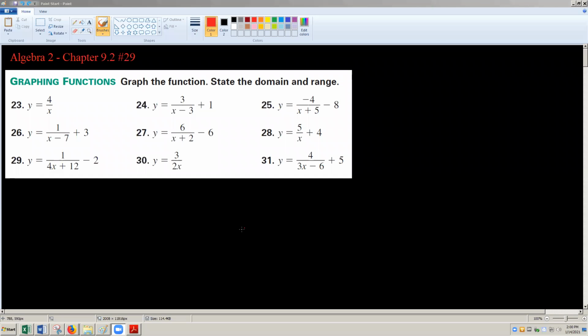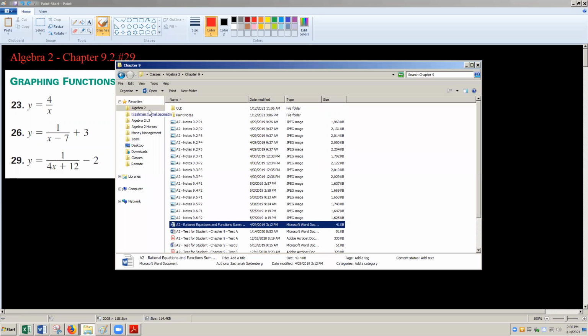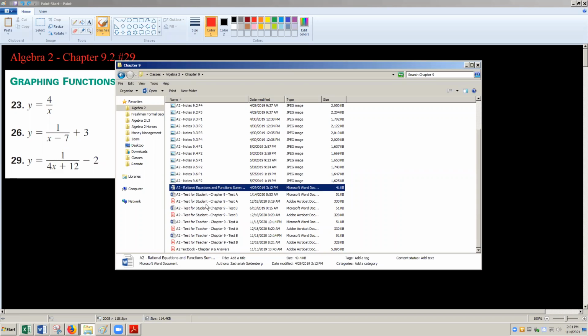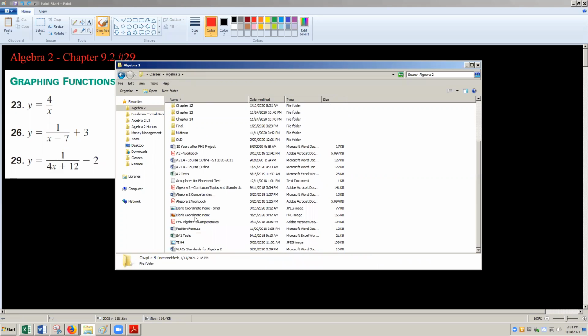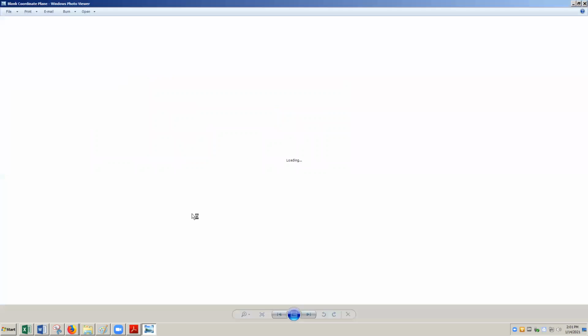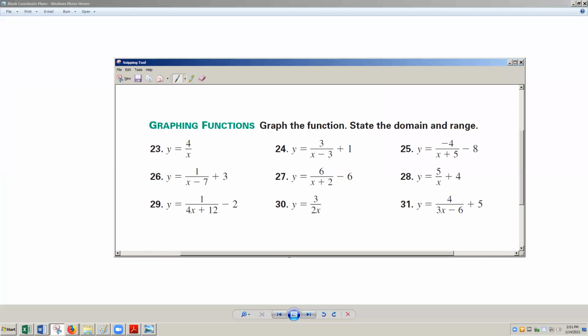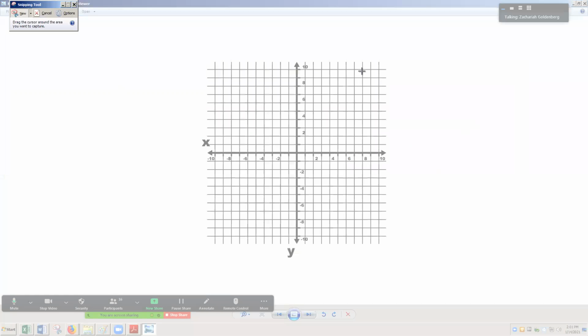So we're looking at chapter 9.2, number 29 here. We're looking to graph the function. I'm not going to do a perfect job of graphing it. I'll also try and grab a quick little chart for us here so it's not quite as horrendous as it would have been otherwise, because me freehanding things is horrendous.